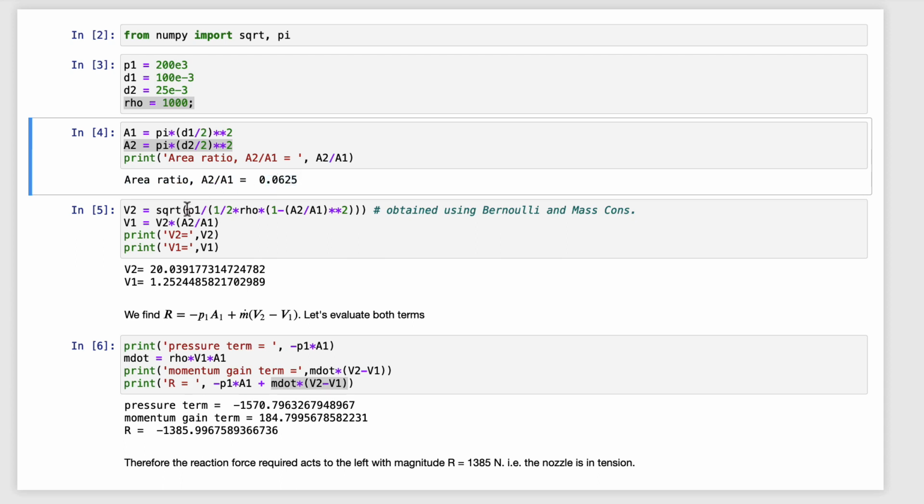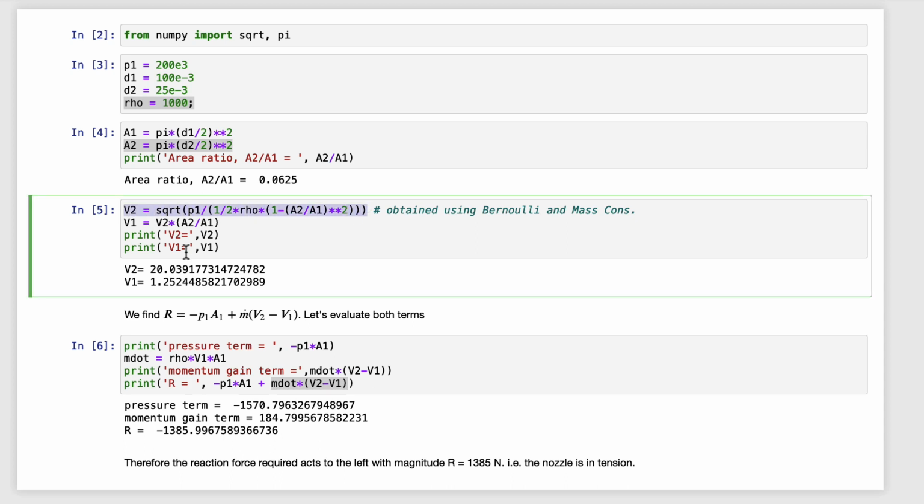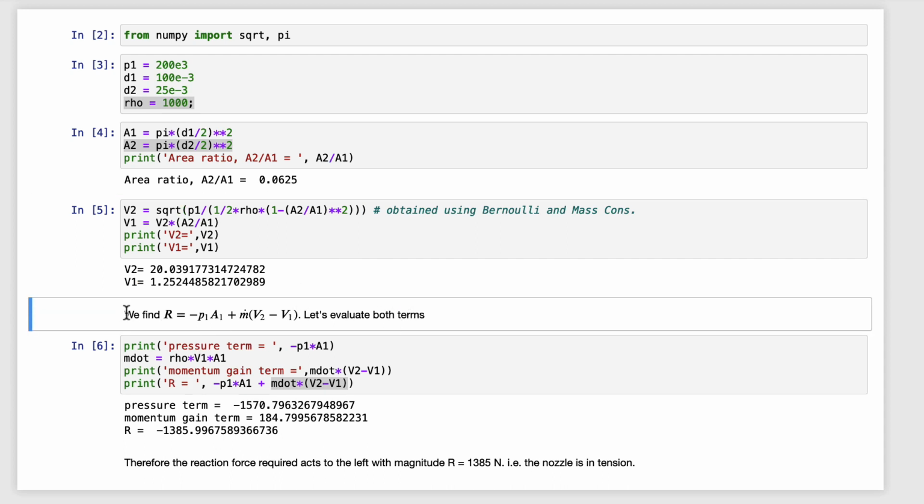In any case, at one point we found using Bernoulli's equation that V2 was given by the square root of P1 divided by half rho times 1 minus the ratio of areas squared. I can evaluate that now that everything is plugged in here, and you find that the outlet velocity is 20 meters a second, and the inlet velocity was 1.25 meters a second. The more interesting thing is probably this reaction force.